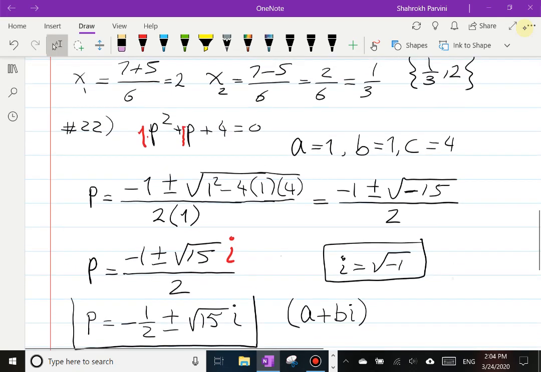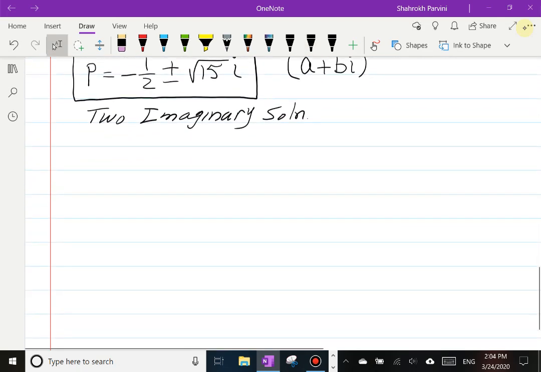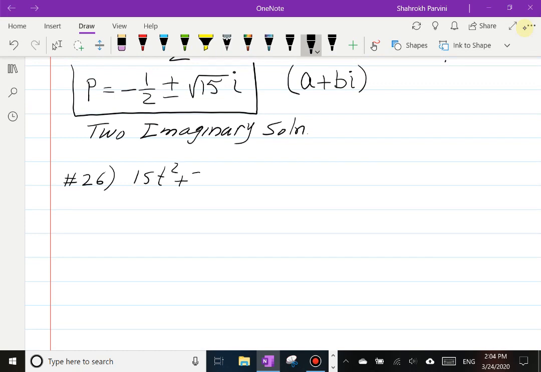And that was exercise number 22, right up here. Our next exercise, we're going to take a look at exercise number 26. That would be the last one for this section. We're done with this section. In exercise number 26, here we have 15t squared plus 7t equals 2.